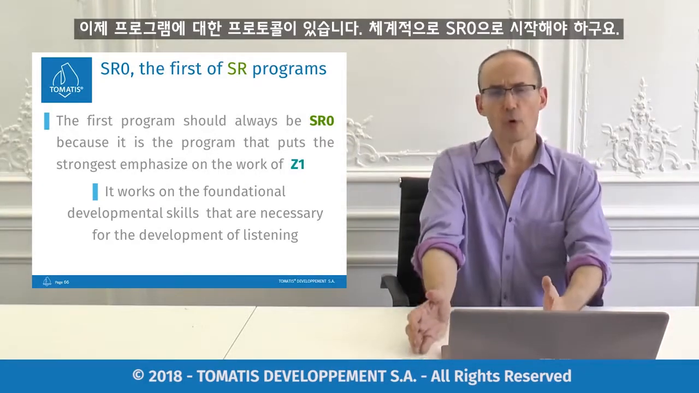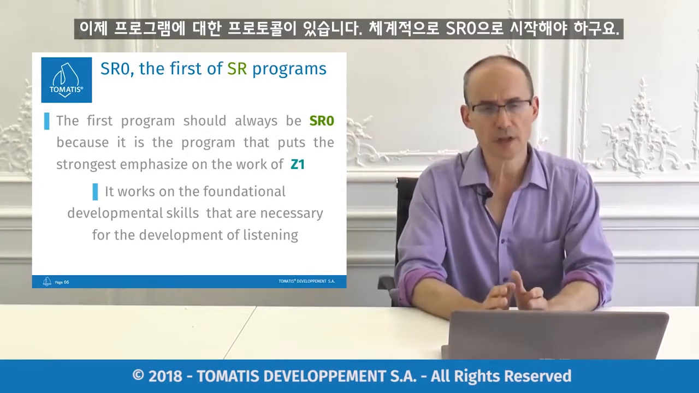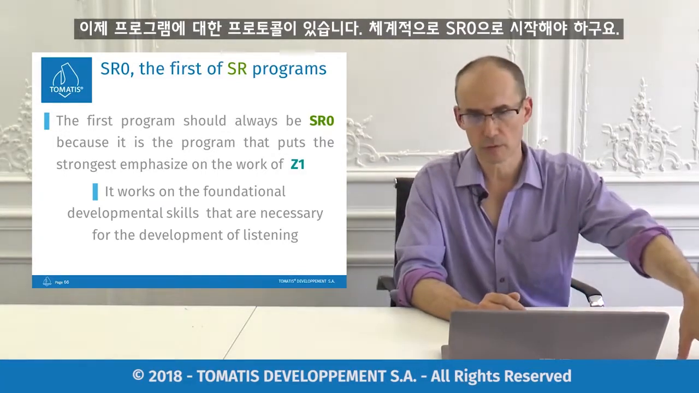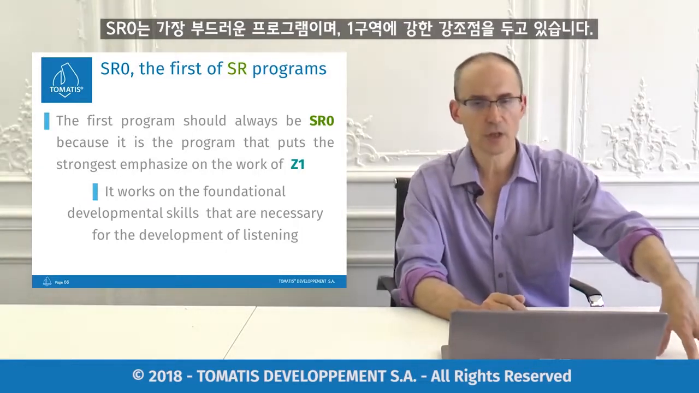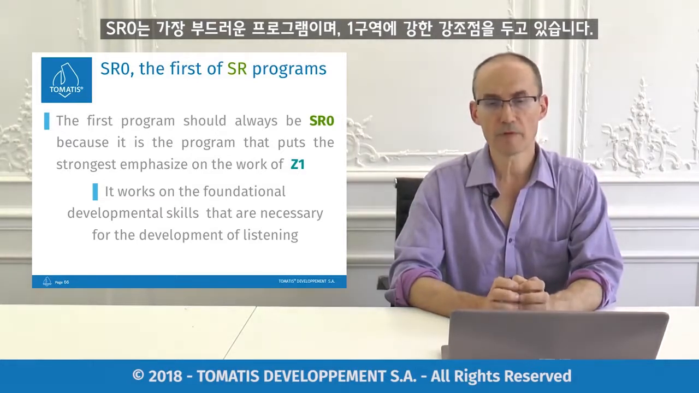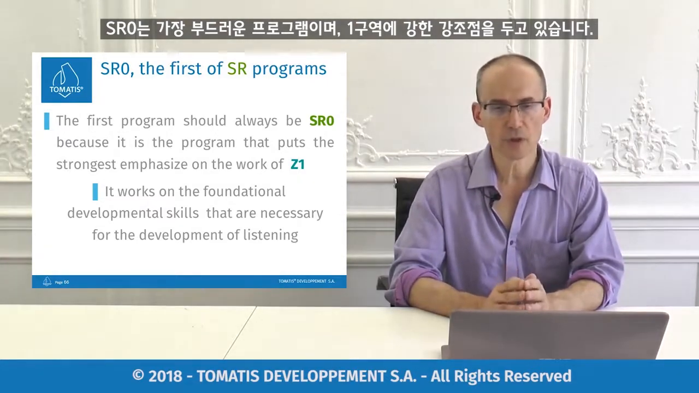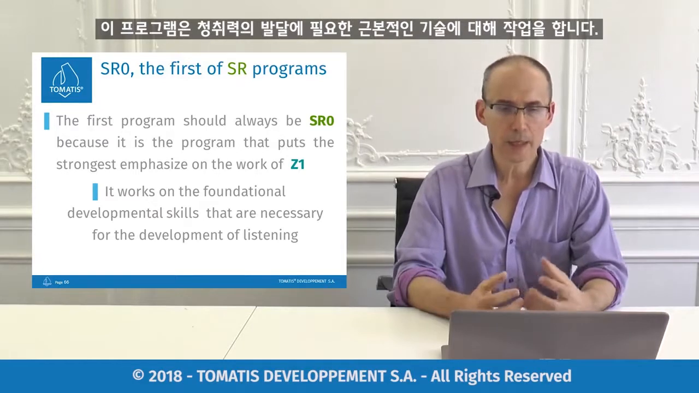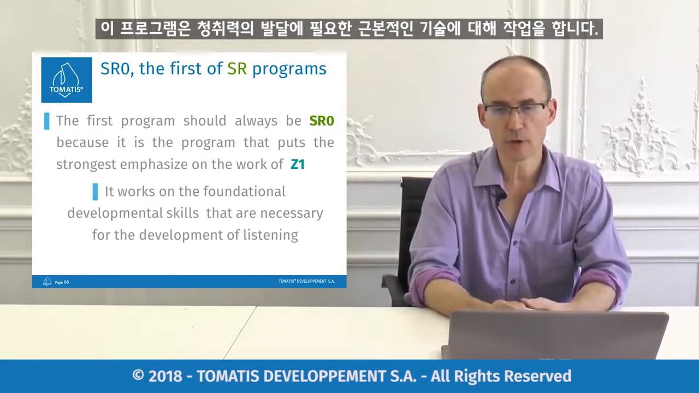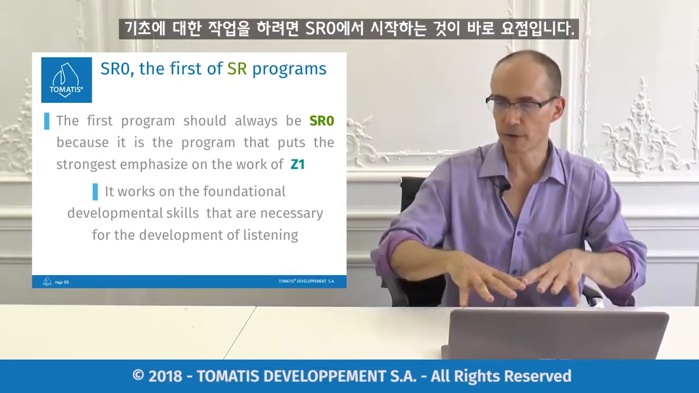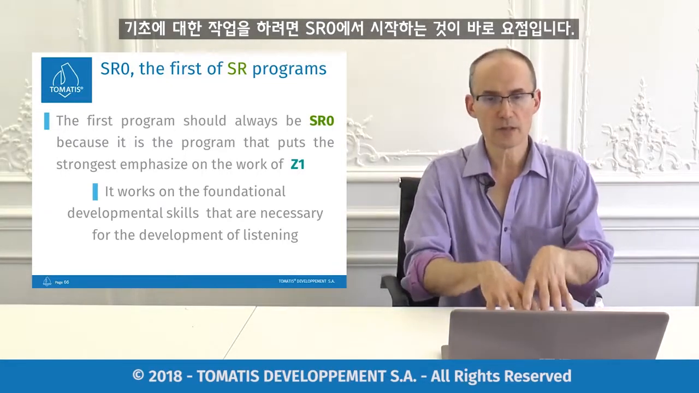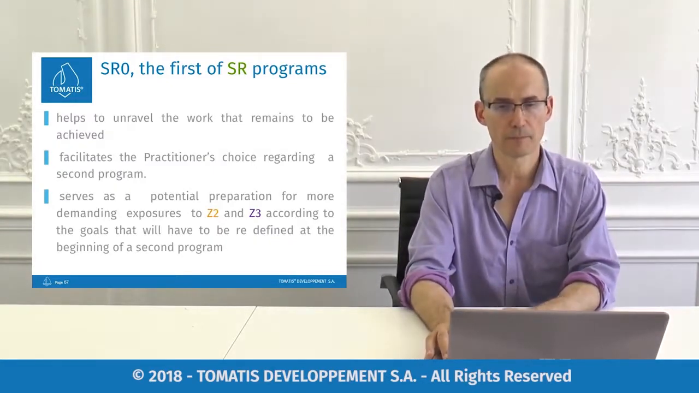Now there's a protocol, of course. Okay, so the idea is that you should start systematically. You start with the SR0, which is the softest of the programs, and that is the program that puts the strongest emphasis on zone 1. It works on the foundational developmental skills that are necessary for the development of listening. So you work on the foundation, you start with SR0. That's the main idea, okay?